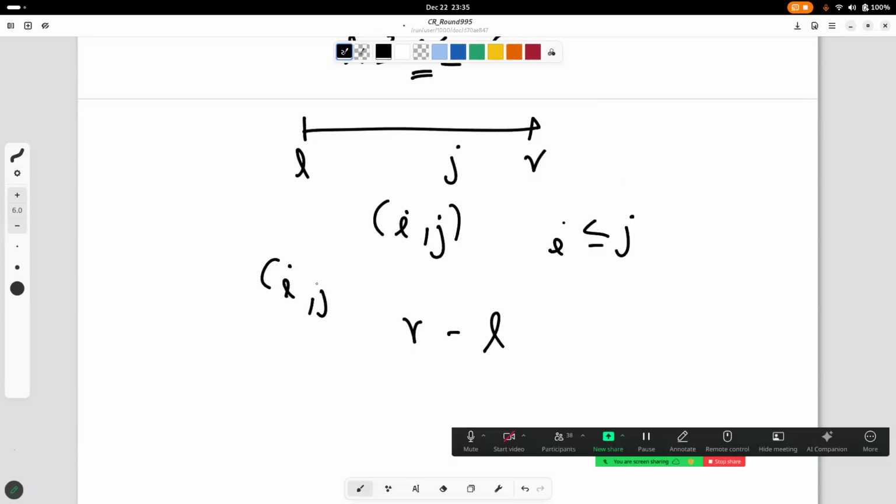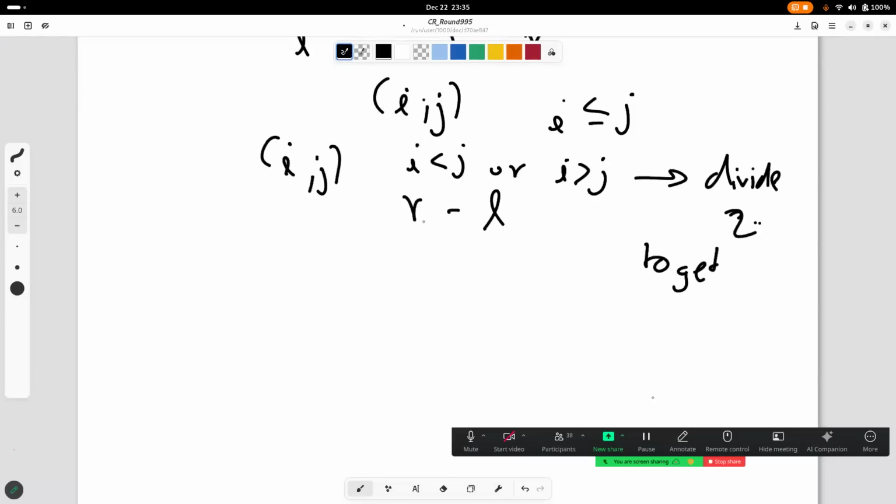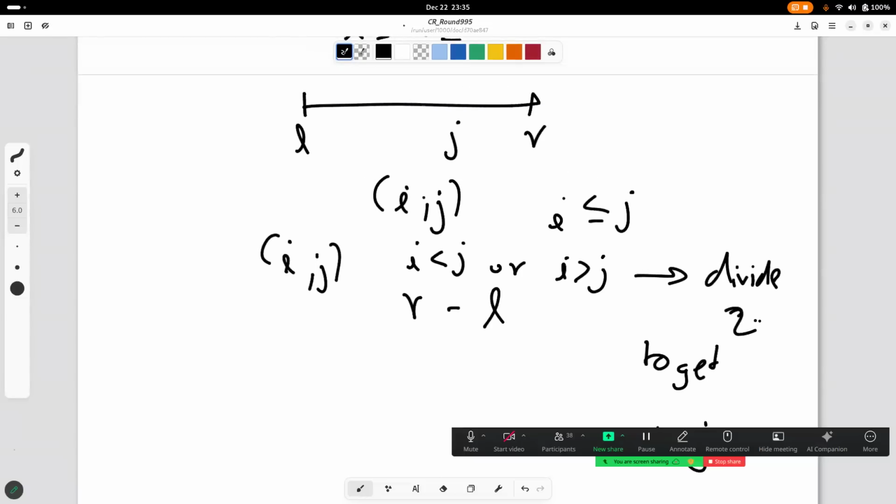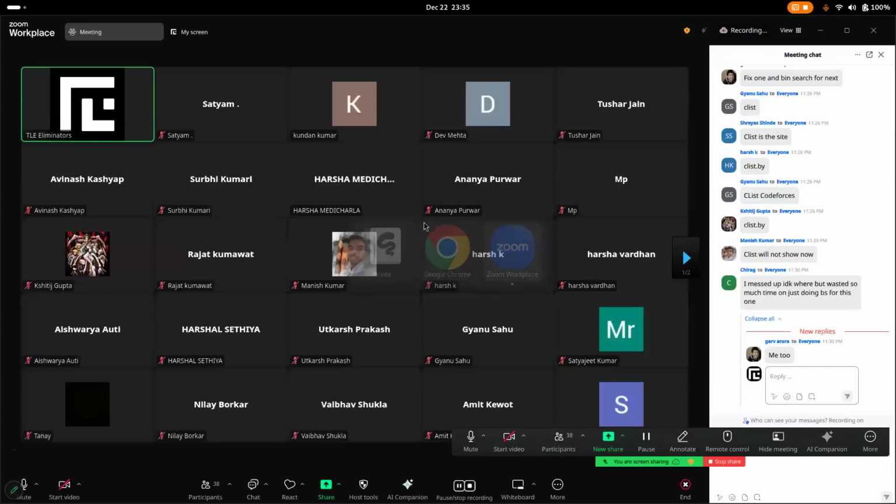Basically, if you have ij where I is less than j or I is greater than j, then you can at the end just divide by 2 to get all the pairs where I is less than j. I mean, yeah, that's the overall idea.